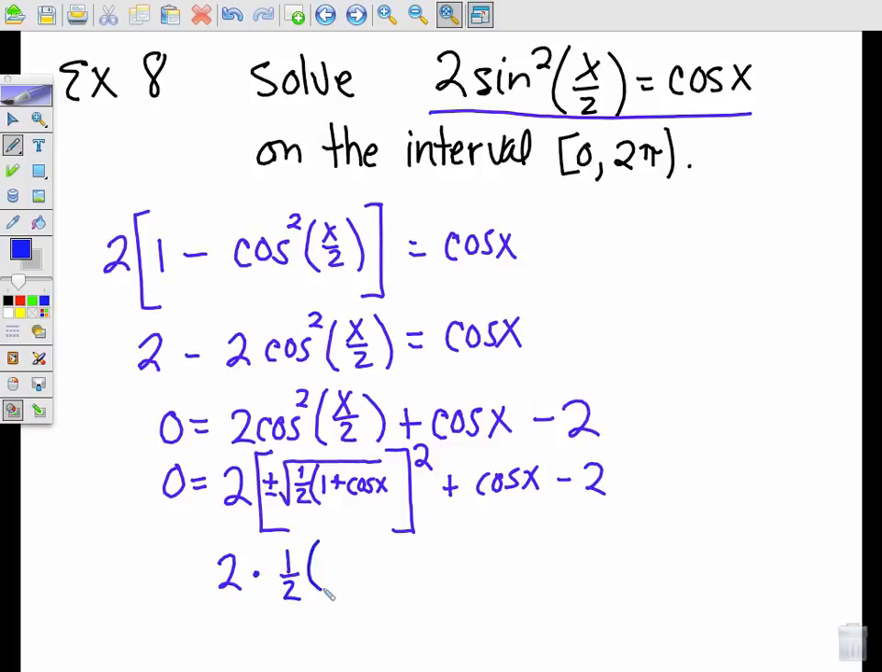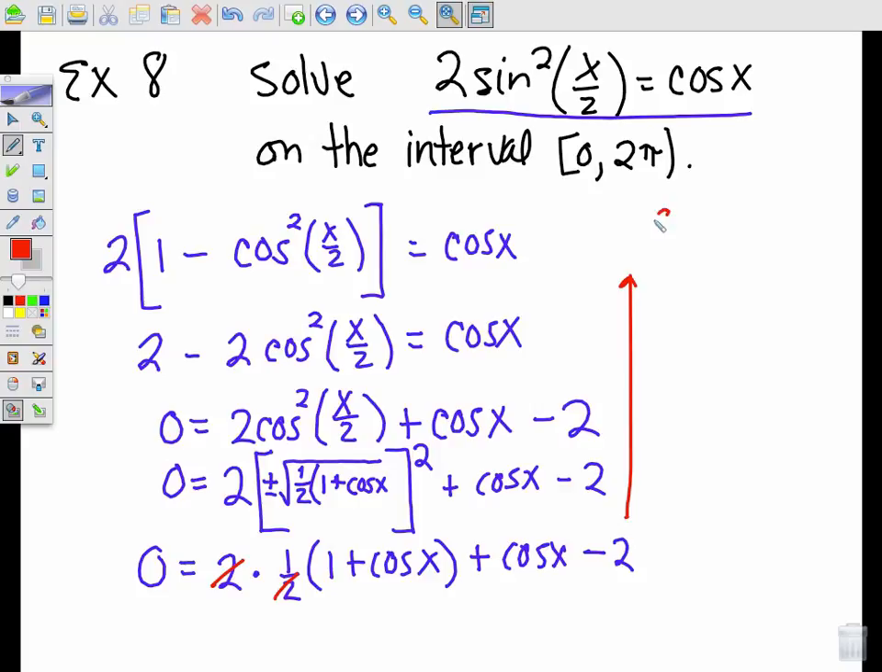Well, when I square this square root and the plus minus, it becomes 2 times 1/2 times 1 plus cosine of x, plus cosine of x, minus 2. And this is all still equal to 0. So 2 times 1/2, I can cancel out my 2's, and I've got 1 plus cosine, minus 2.